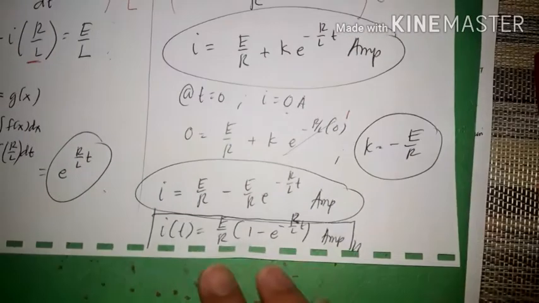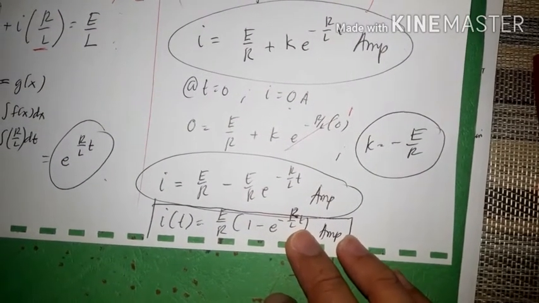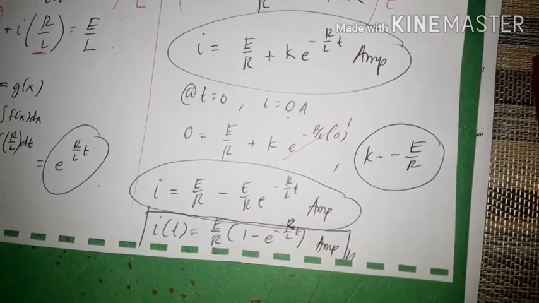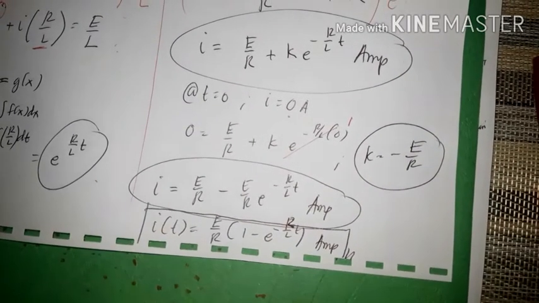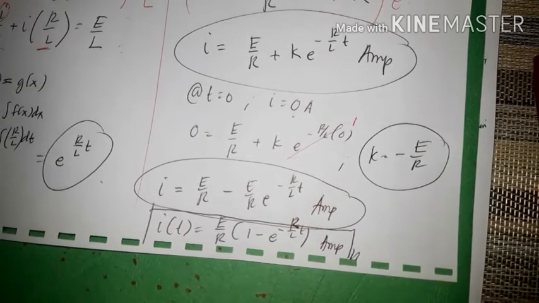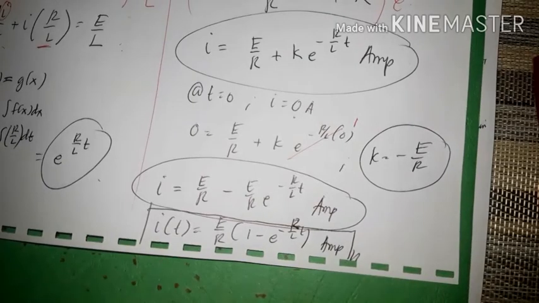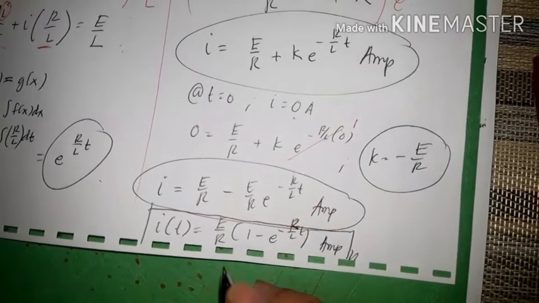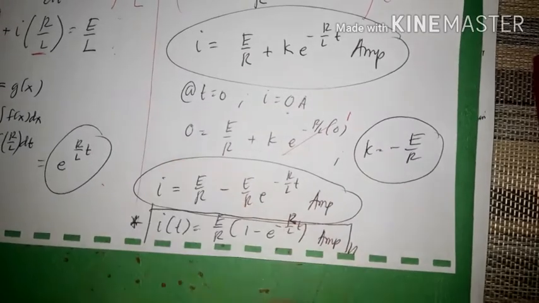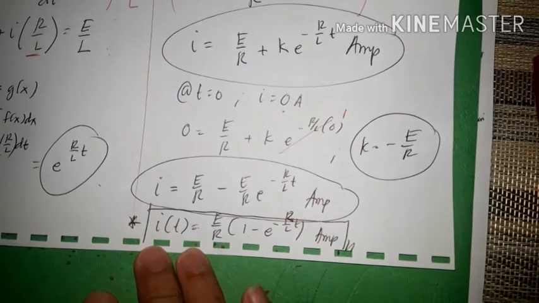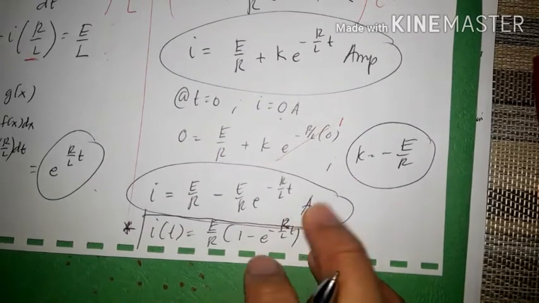This means that at any given time t, say for example at time t equal to 1 millisecond, I can now solve for the current. So at time t is 1 second, how much is the current? We just substitute the given values into the expression we made. So always remember this: I of t is E over R times the quantity 1 minus e to the negative R over L t amperes.